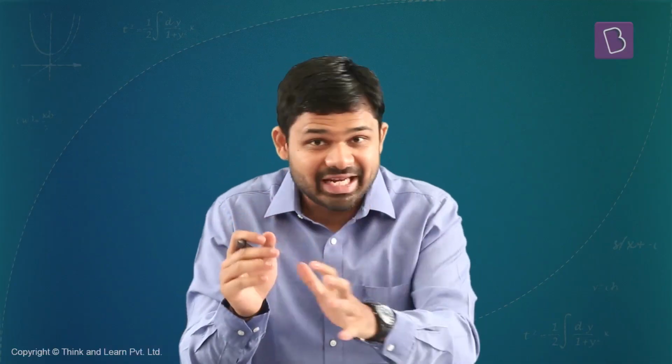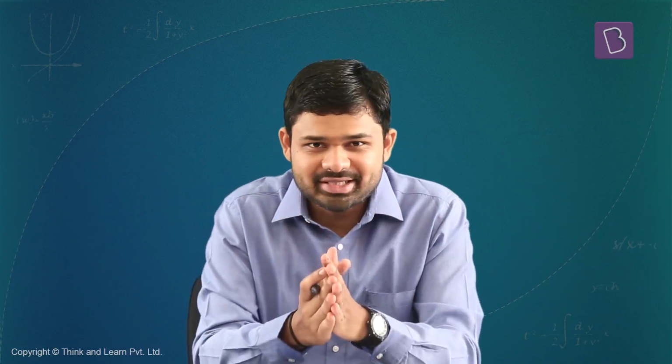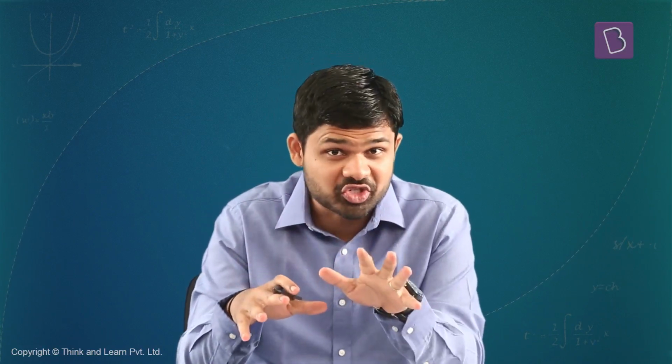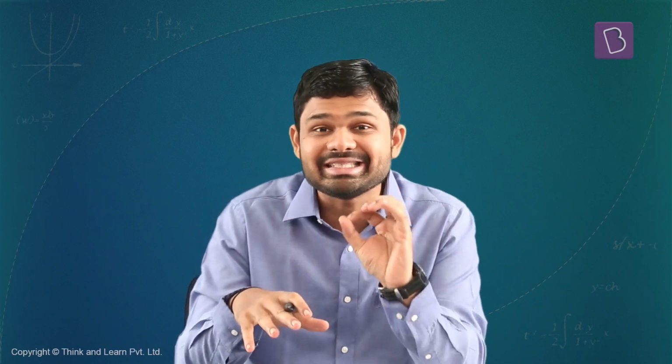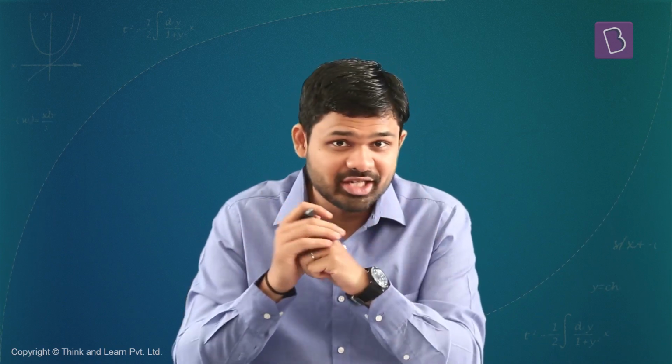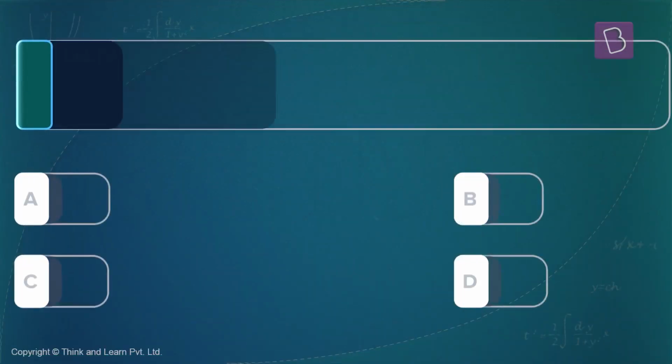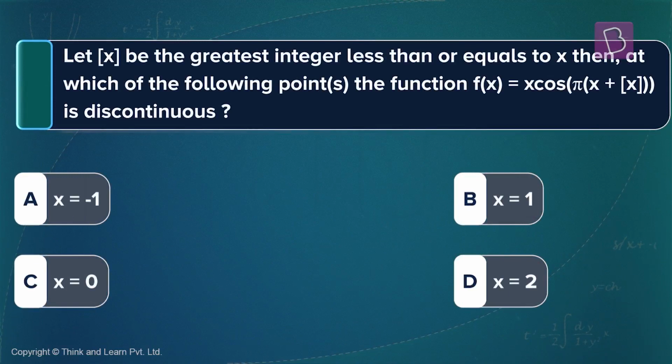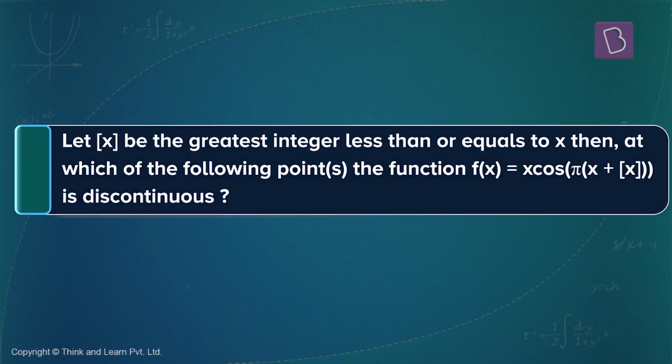Now here is a very interesting question, which at first sight seems to be a monstrous question, but which in reality is a very simple question. So here's the question. The objective in this question is to find out the points of discontinuity of this function, which looks pretty complicated. F of x equal to x times cos of pi times x plus greatest integer of x.